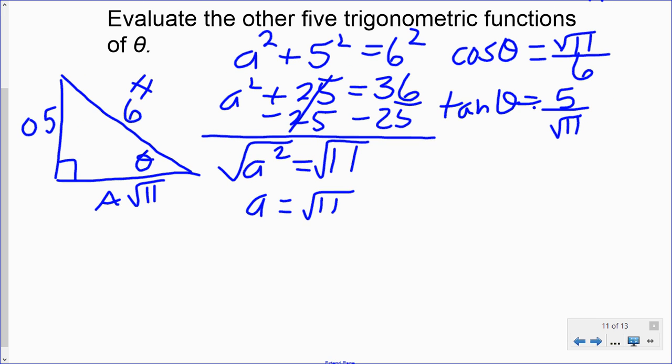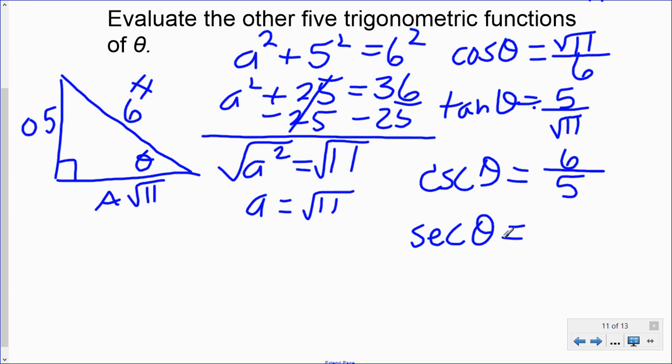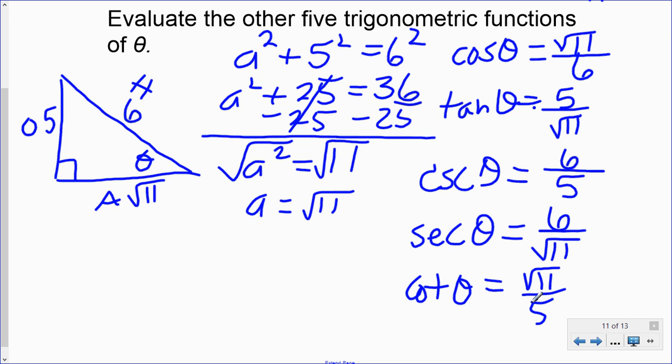All right, so then we have to find our reciprocal functions. So cosecant theta, remember, is the reciprocal of sine. So that's hypotenuse, which is 6, over opposite, which is 5. All right, secant theta, which is the reciprocal of cosine, so we can just flip cosine, would be 6 over square root of 11. And then cotangent theta is the reciprocal of tangent, and so we can just flip tangent and get square root of 11 over 5.